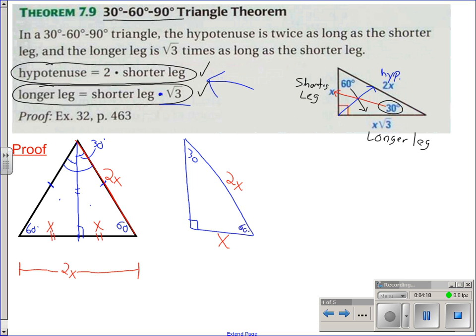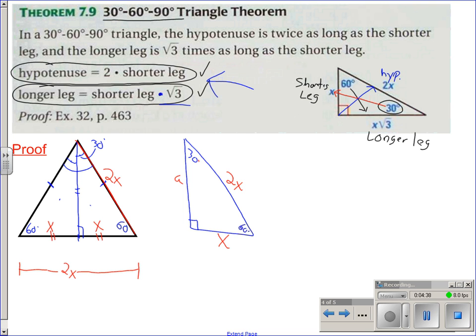Okay? There's that first relationship. Here's our 30-degree angle up here. This x is the shortest leg. You multiply it by 2, you get the hypotenuse of this triangle. Okay? So there's the first relationship. Now, I'm going to call this longer leg A.